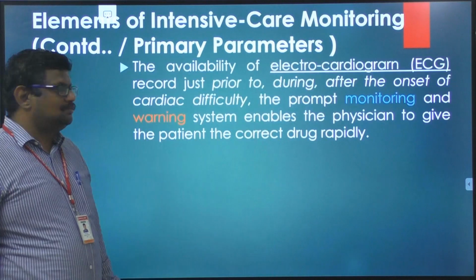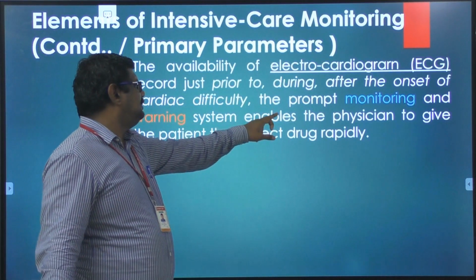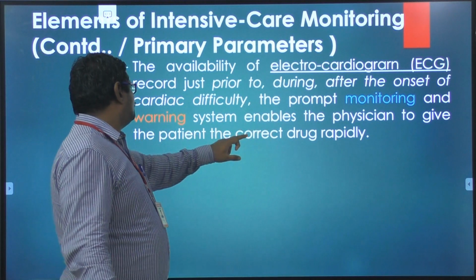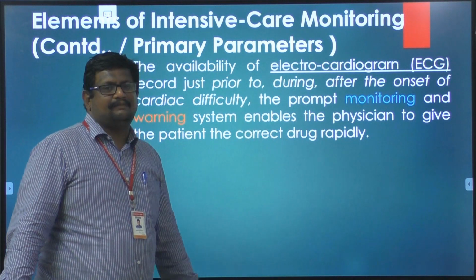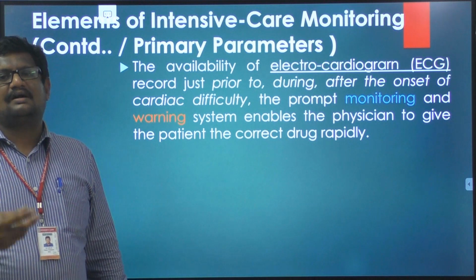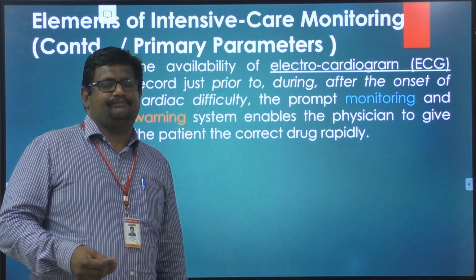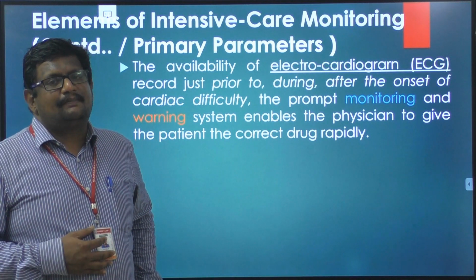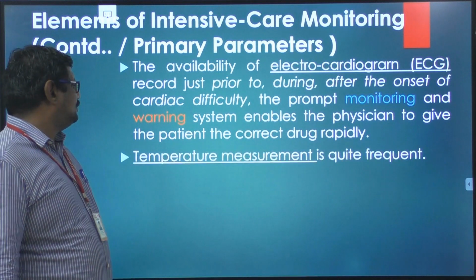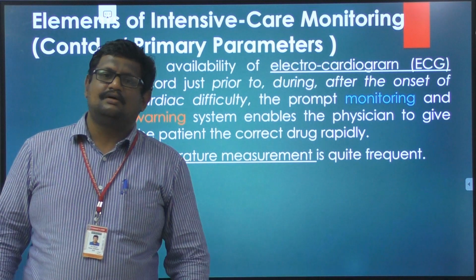But basically, the availability of the electrocardiogram enables prompt monitoring and the warning system. So, monitoring and warning enable the physician to give the patient the correct drug rapidly. Whenever the heartbeat rate falls below normal, or whenever the ECG is abnormal, the correct drug or correct therapy should be given. A pacemaker should be used whenever the number of pulses falls below a particular threshold. That's what the ECG is for. ECG is a primary parameter, as I already told. Temperature measurements are also quite frequently taken.